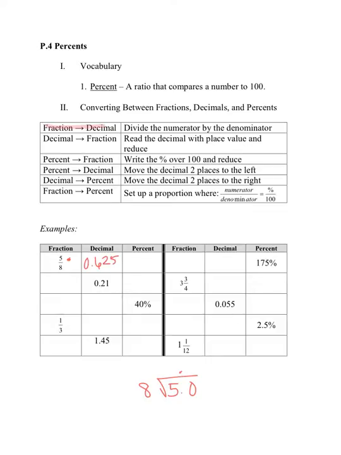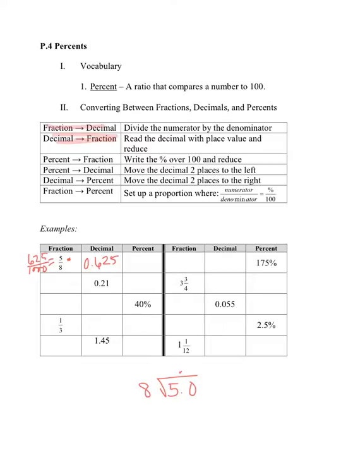So when I then take that decimal and I make it a fraction, read the decimal with the place value and reduce. So what that means is I look at this and I don't read it as 0.625. I actually say 625 thousandths. So you would write 625 thousandths. And then you would take that and you would reduce it. And this would reduce to 5/8.